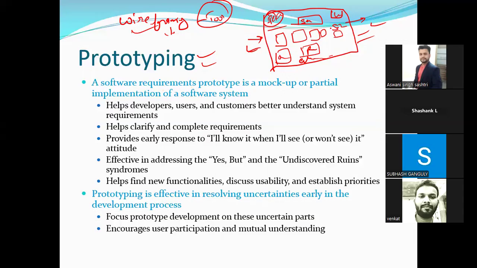You're creating some kind of diagram, some kind of screen kind of thing. ये क्या करता है? It helps developer, user, customer to have better understanding of the system और the requirement. जब आप वो देखते हैं एप्लीकेशन को तो उनको ज़्यादा अच्छा समझता है. It helps to complete the requirement as well. कुछ यूजर ऐसे होते हैं कि जब मैं देखूंगा तब मैं बताऊंगा कि मेरे को रिक्वायरमेंट क्या है.